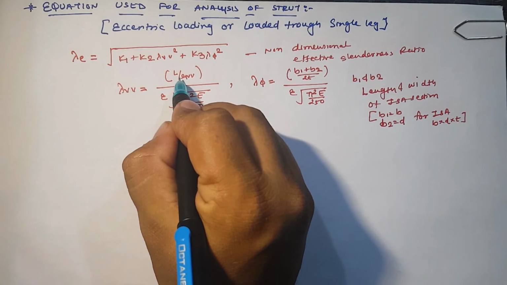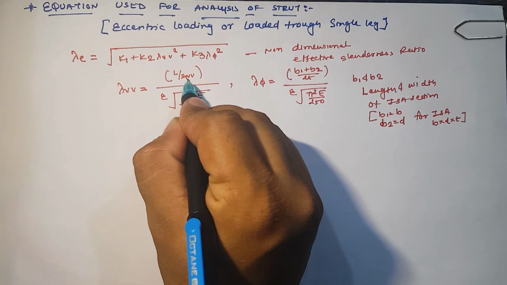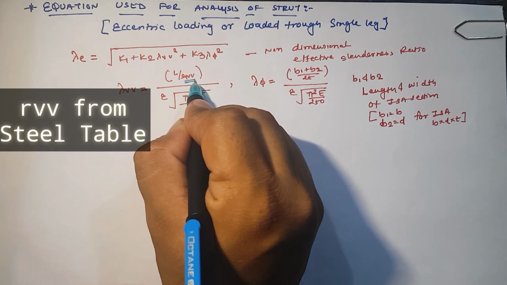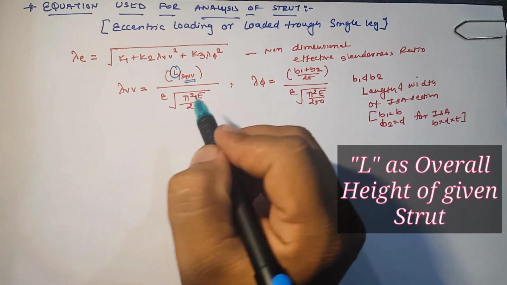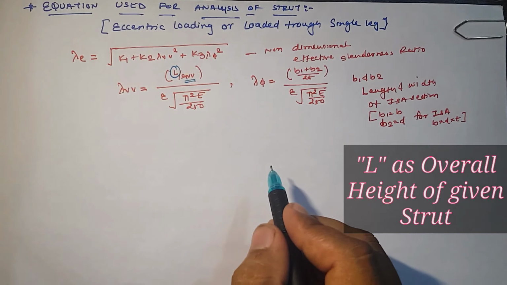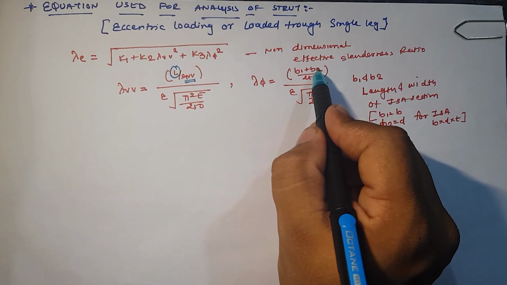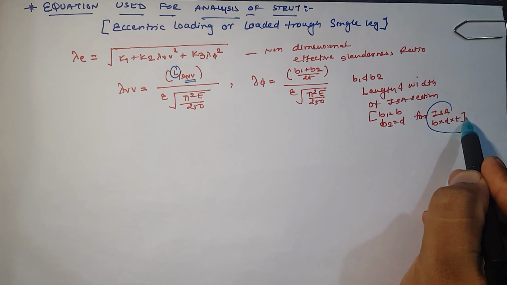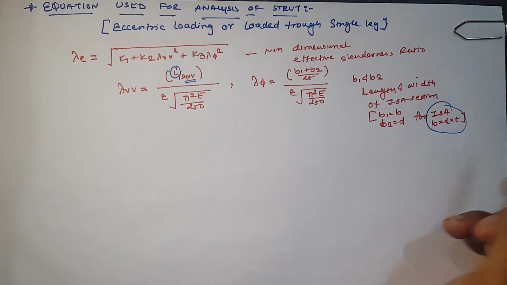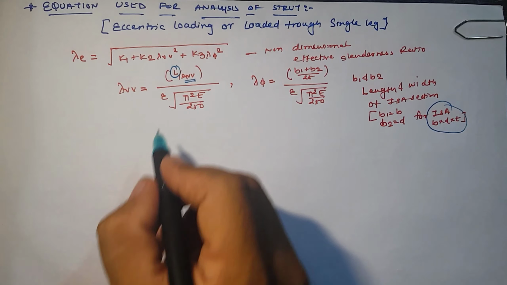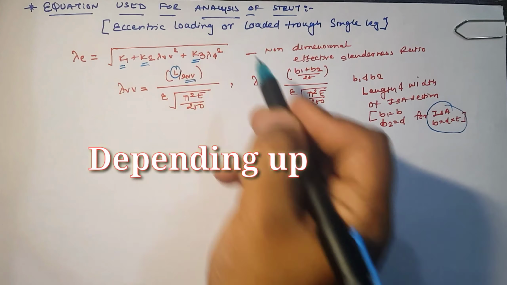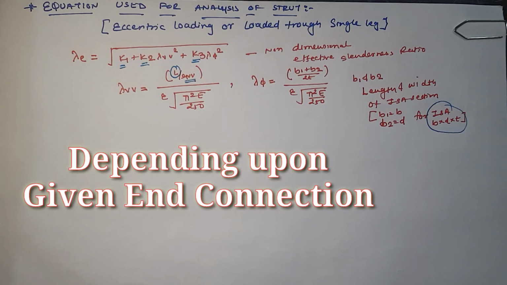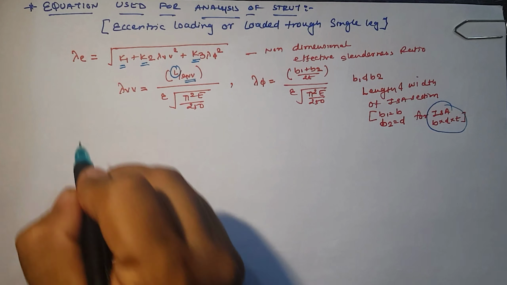Now for a given angle section, we can find out RVV from the steel table. Capital L is the center to center length of the column, which is given in the example data. B1, B2 and T are given from the ISA B cross D cross T, but the values of K1, K2 and K3 depend on the fixity of the angle section as per table number 12.